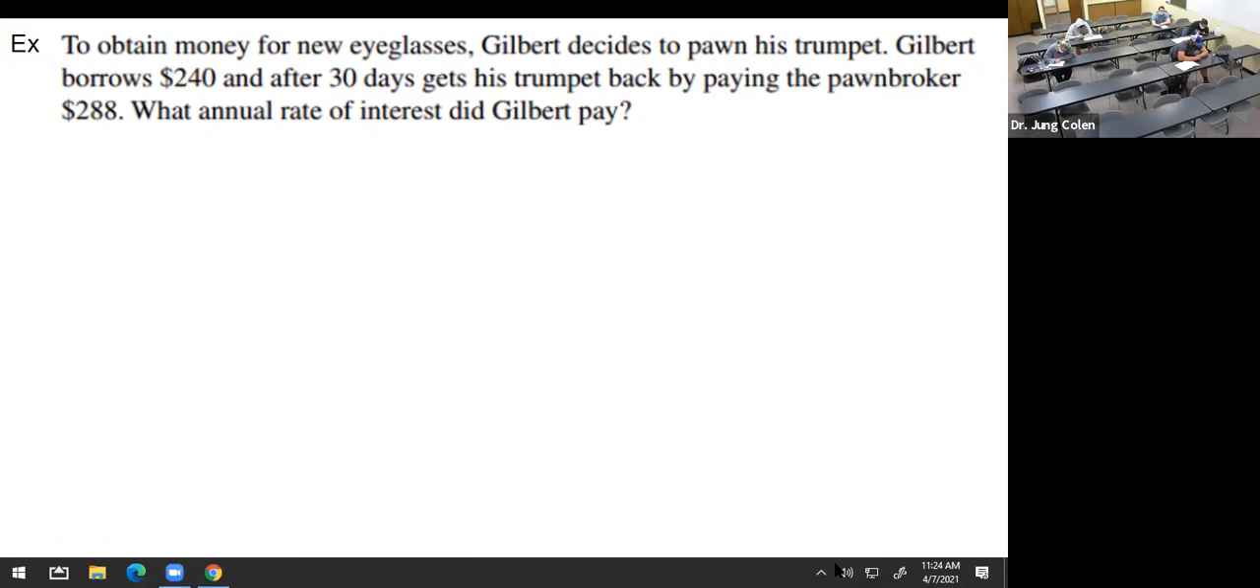So Kelsey, can you help me? Tell me what you know. You would set it up similar to the previous one we did. So I will use I equals PRT? Yeah. Okay, tell me what you know. What's I? The interest would be the $48. I is 48. I agree.